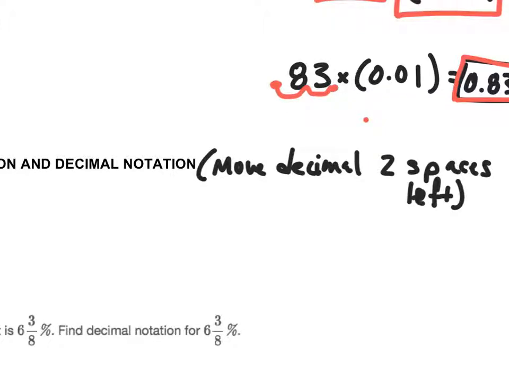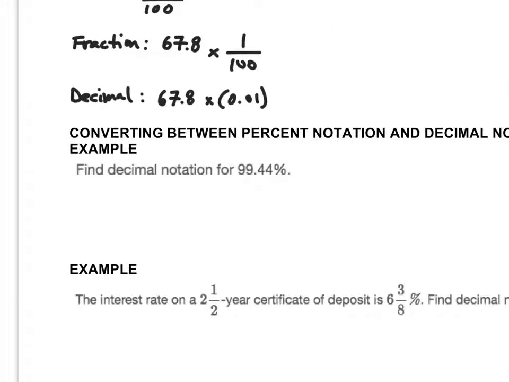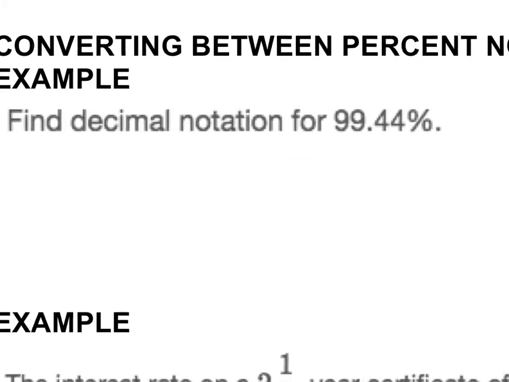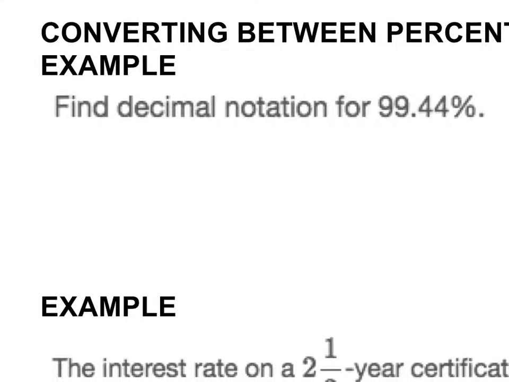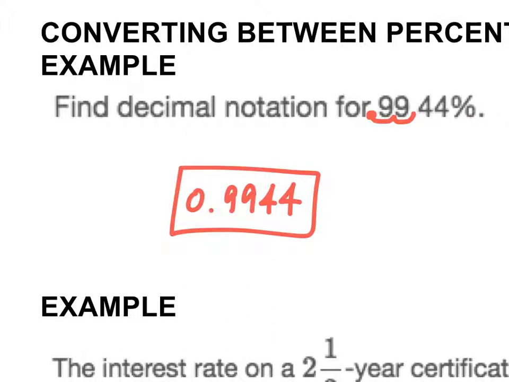Okay? So if I come over here and I want to find the decimal notation for this, I'm just going to move this decimal 2 spaces to the left. So I'm going to go over 1 and then 2. I'm going to put my number there. And then my decimal notation is going to be 0.9944. And that's my answer. And that's all I'm doing.